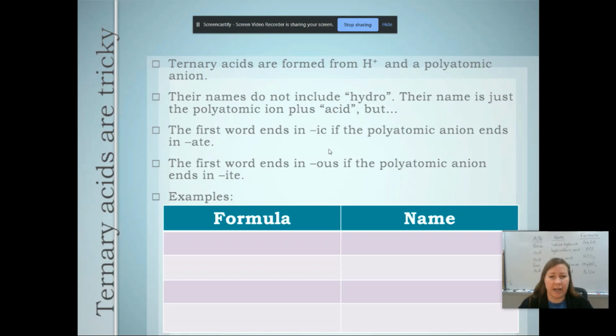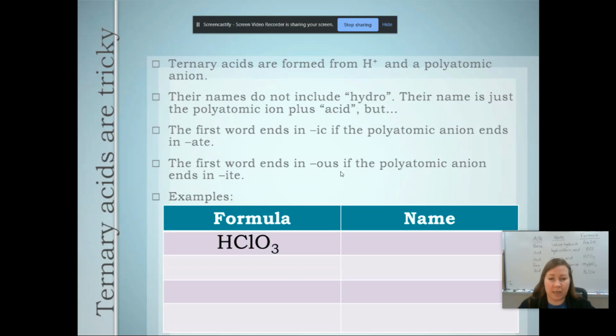So the names of ternary acids do not start with hydro. Even though their formula starts with hydrogen, the name does not start with hydro. It's just the polyatomic anion plus acid. But the first word ends in -ic if the polyatomic anion ends in -ate. So, for example, if you're looking at the sulfate ion, then it's going to be sulfuric acid. The first word will end in -ous, O-U-S, if the polyatomic anion ends in -ite. So sulfite ion would make sulfurous acid.